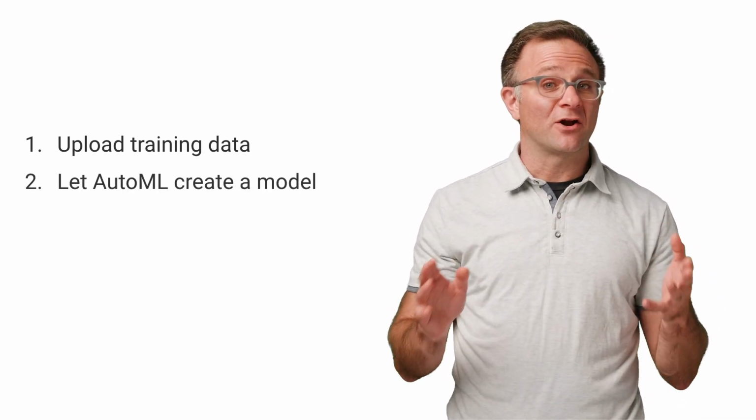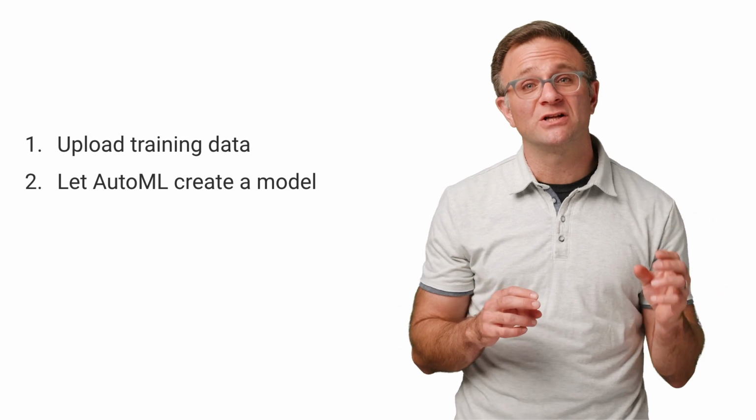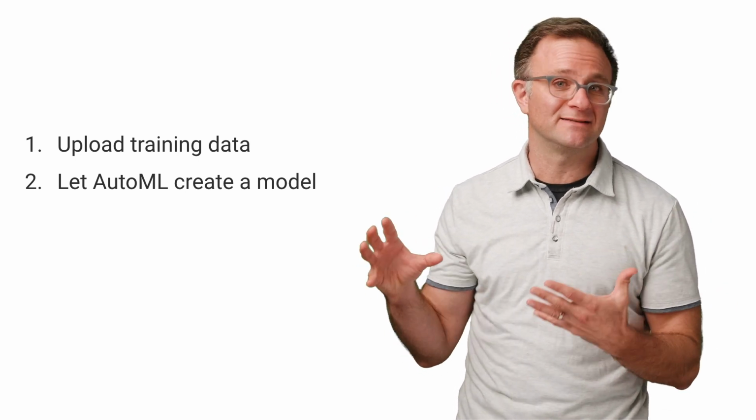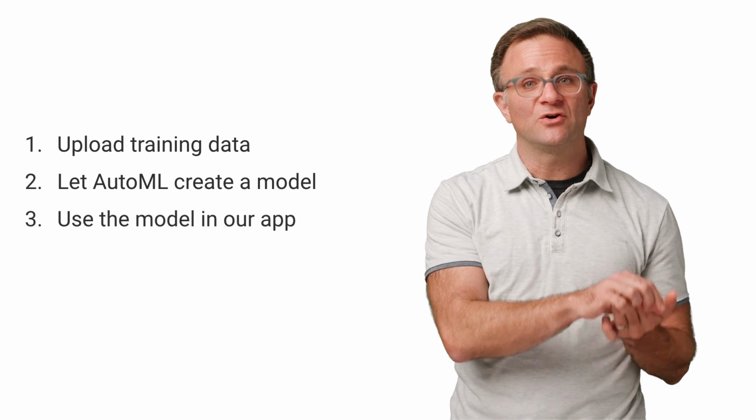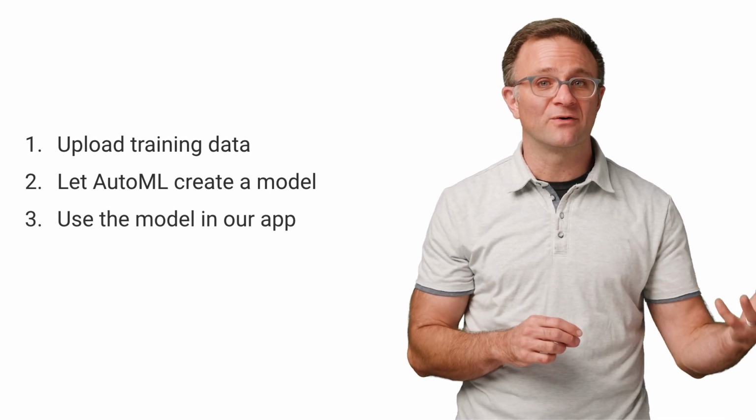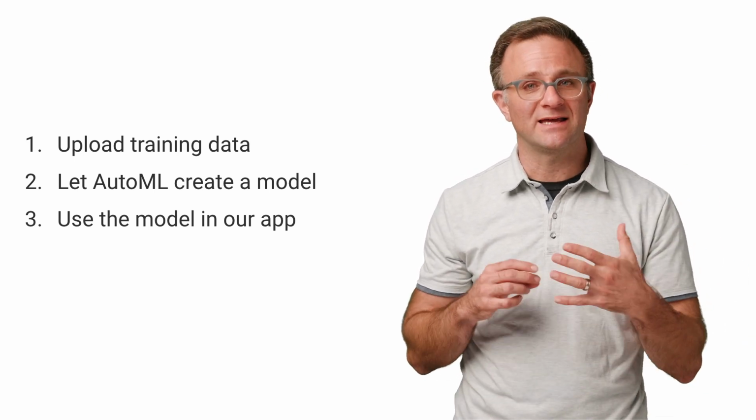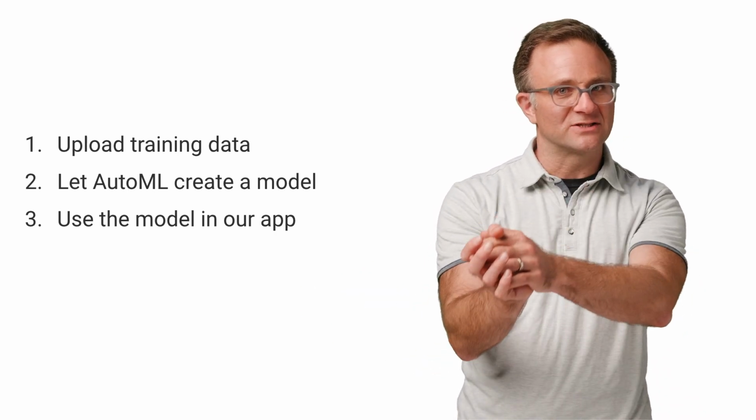So here's what we're going to do to get the power of machine learning into our app using Vision Edge. First, we're going to upload a whole bunch of training data. This will consist of photos grouped by the labels we want to classify them as. Next, we're going to let AutoML work its magic by creating a machine learning model that can successfully identify these images. Finally, we're going to download or publish the model that AutoML generates and use that to start identifying images in our app. All right, let's get started.